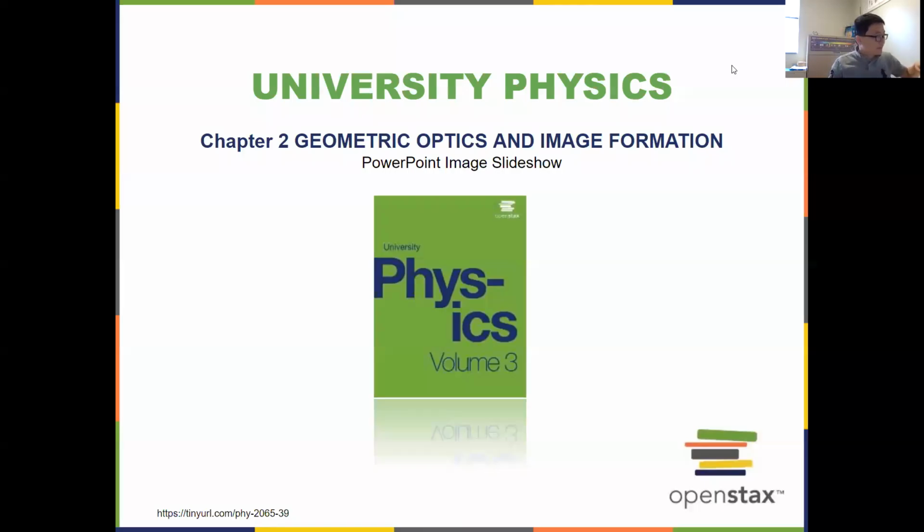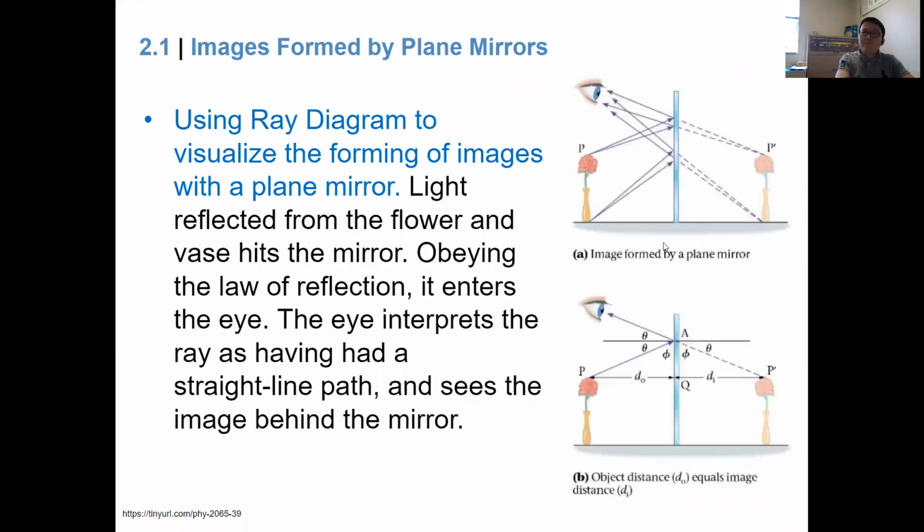All right, welcome back. So today we'll be looking at chapter 2, still on geometric optics and imaging. So the focus today will be on imaging. So we know that if you have a plane mirror, you can actually form images in the mirror, right? So the way to do it is to visualize your image on paper.